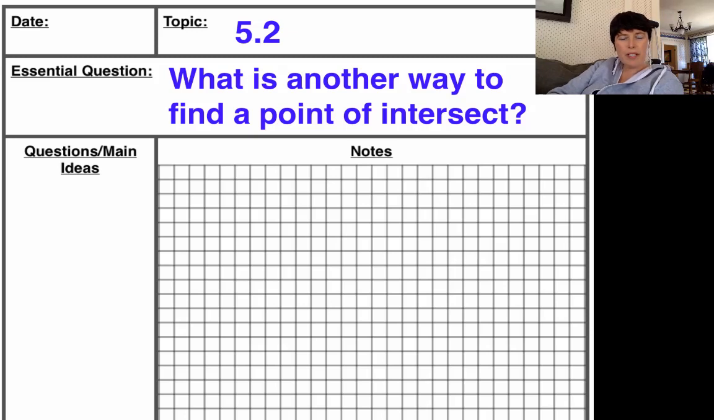Hey guys, 5.2 is where we're at here. Chapter 5, Section 2 if you're in our class using our textbook. Big essential question of this video is what is another way to find a point of intercept?